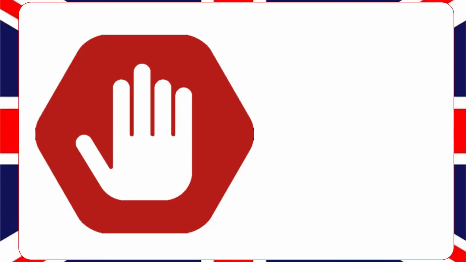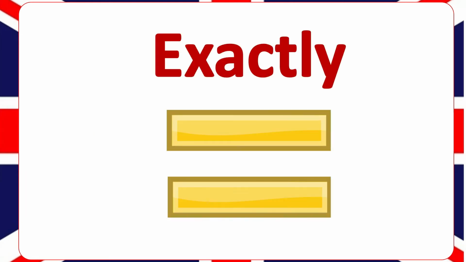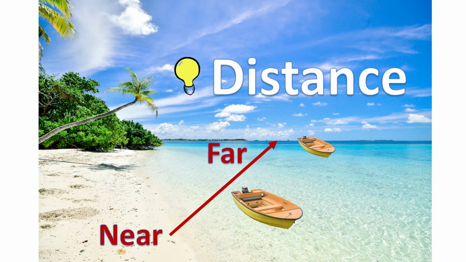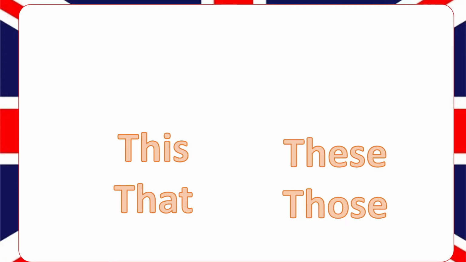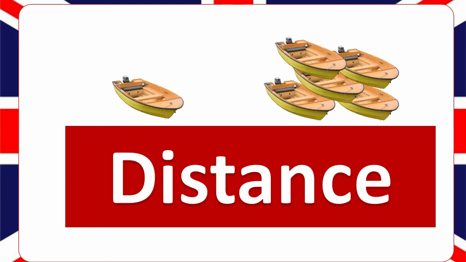Easy, right? But wait, what about these and those? Well, I would say it's pretty much exactly the same. It all comes to distance again, but not with one, but two or more boats. So these boats, when they are near, those boats, when they are far. So this and that with one, these and those with two or more, but always depending on the distance.